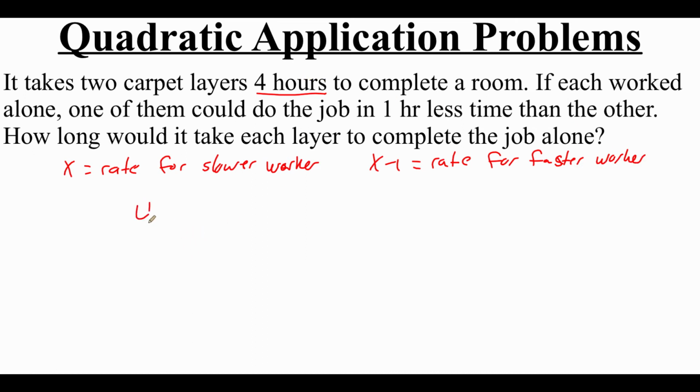Now we're dealing with this 4-hour time, so here's what we're going to do. We're going to take the 4-hour time and divide it by the rate for the slower worker, and then we're going to take the 4-hour time and divide it by the rate for the faster worker. Now when these two are working together, they can complete one job in that 4-hour time span. Now as we're looking at these fractions, to get rid of the fractions, we're going to multiply by the denominators, so we'll multiply by x and by x minus 1.